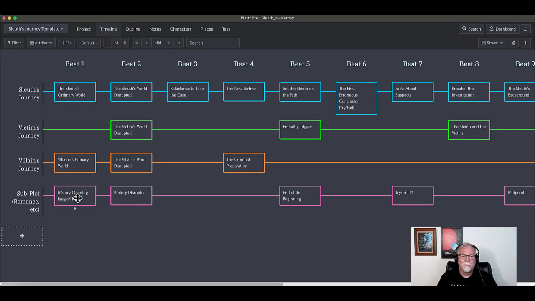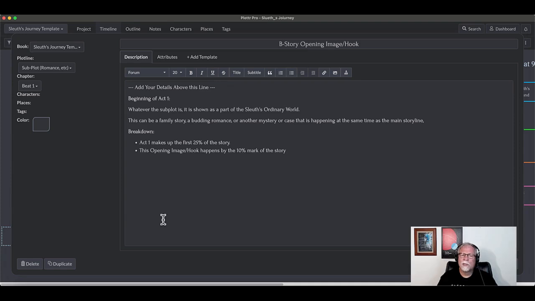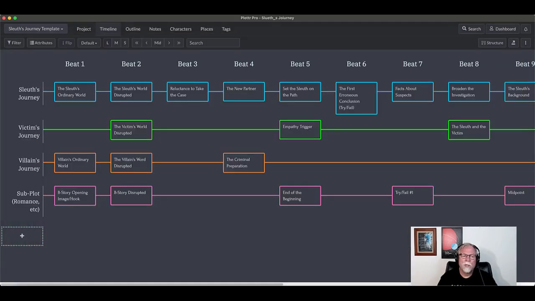But here we're going to see whatever that is, whether that is a family dynamic, whether that is a budding romance or another mystery or case that's happening at the same time as the main storyline that might also be related. So the B story is going to start here as well.